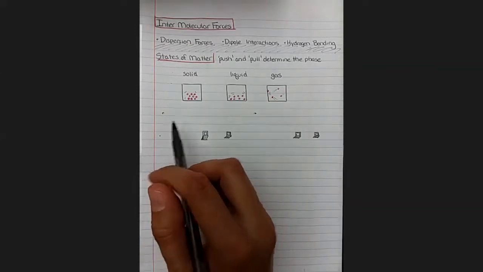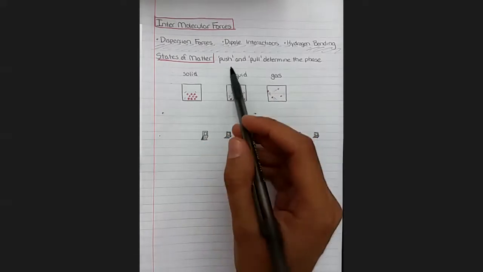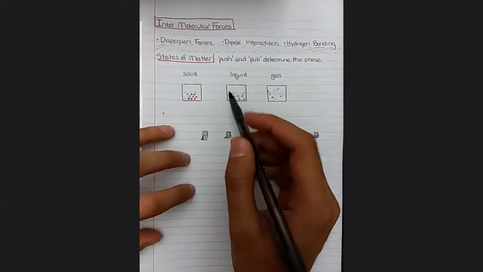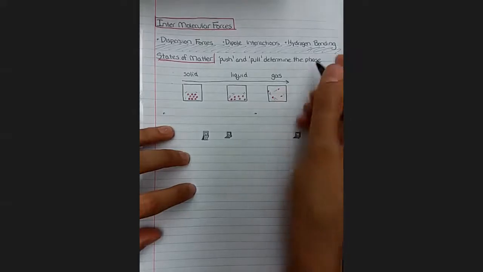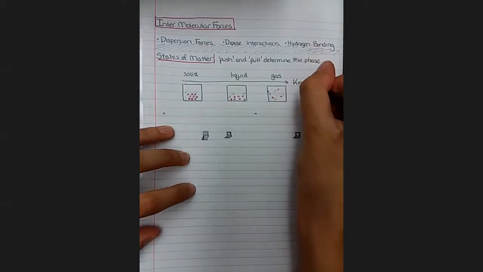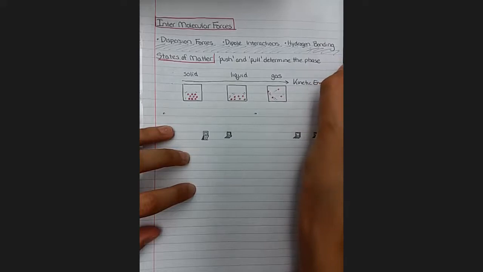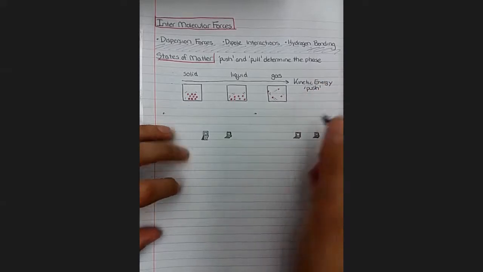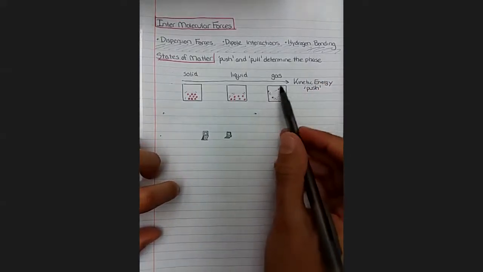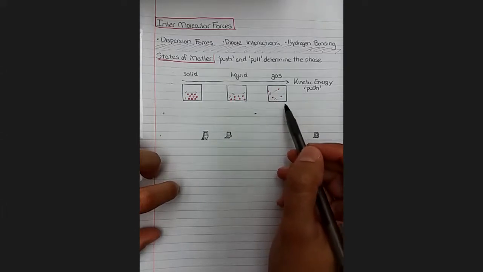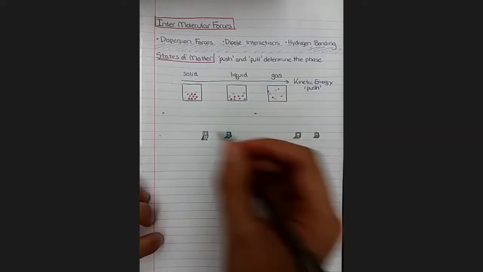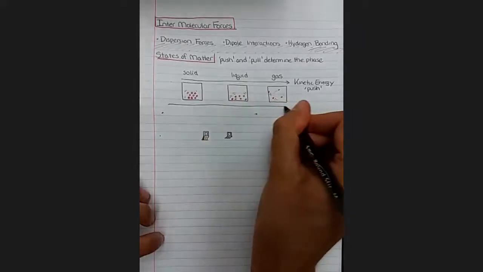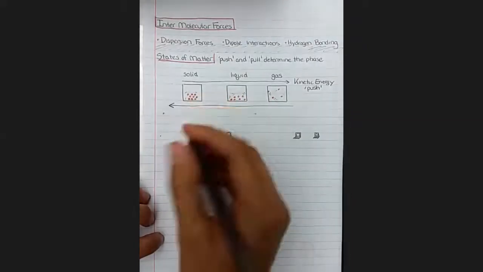What determines the phase a particular compound is in is what I like to call the push force and the pull force. The push force trends in this direction. The push force is kinetic energy, which is how fast something is moving, how much thermal energy it has. We talked about this a lot in the gas law chapter at the very beginning. Gases have the most kinetic energy, they're moving the most quickly, and that's why they end up in this phase. The push force pushes the substance towards the other side, towards the solid side.